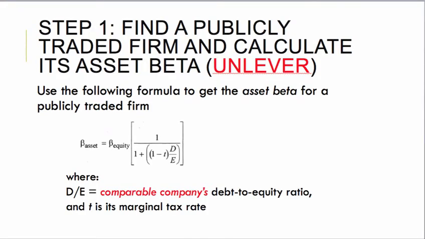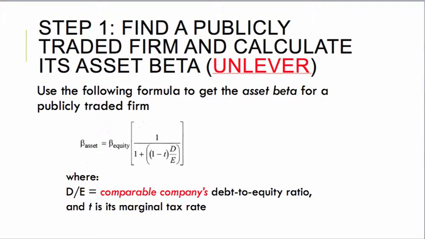We can use this pure play method to calculate a private company or a project's cost of capital following the steps below. So the first step is that we need to find a publicly traded firm and calculate its asset beta.